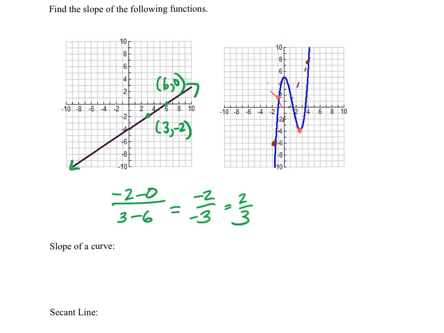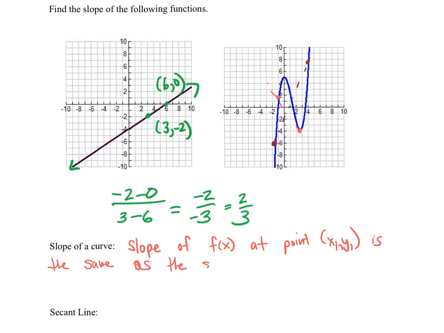So to find the slope of a curve, we typically will estimate it, the slope of any curve. So we'll say the slope of f of x at some point, we'll say (x1, y1), some point on the curve, is going to be the same as the slope of the tangent line at that point. So here is a really important concept of a tangent line.